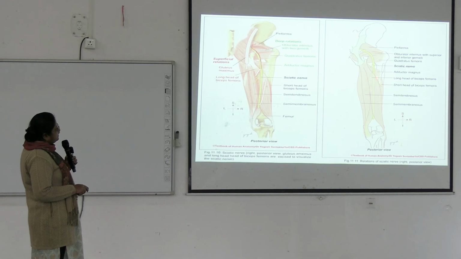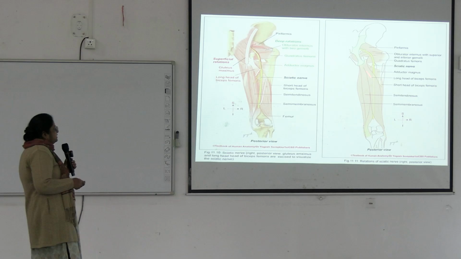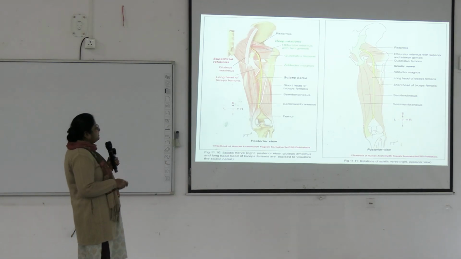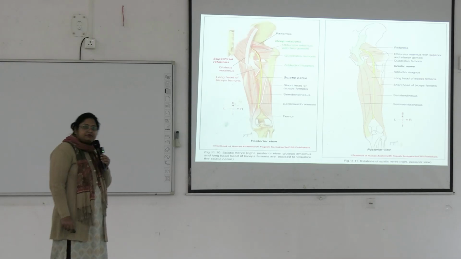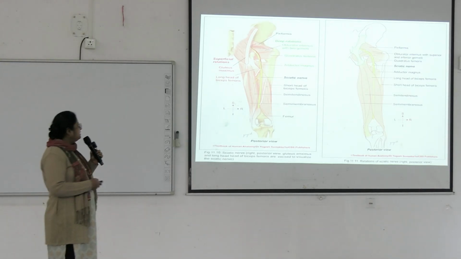Okay, and you can see the long head of biceps femoris is crossing the nerve from medial to lateral, and it lies in superficial relation along with gluteus maximus above. Okay, understood the relations?